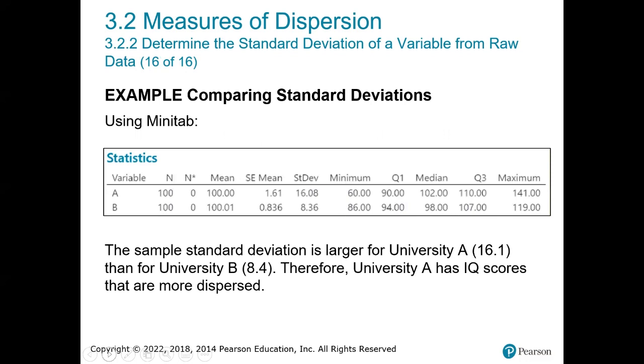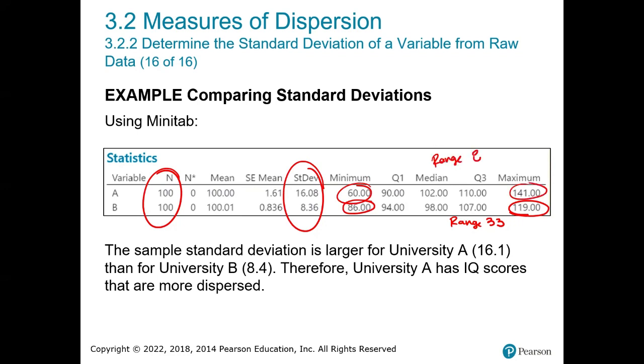So on the next slide here is a printout, just like what we get on StatCrunch. You'll see your 100. Here's our standard deviation. So 86 to 119 had a range of 33. If I did the range between these two, the range is actually 81. So we see that that one is still a lot larger spread than the University B data. So the standard deviation of University A is going to be a lot larger than the standard deviation for University B.